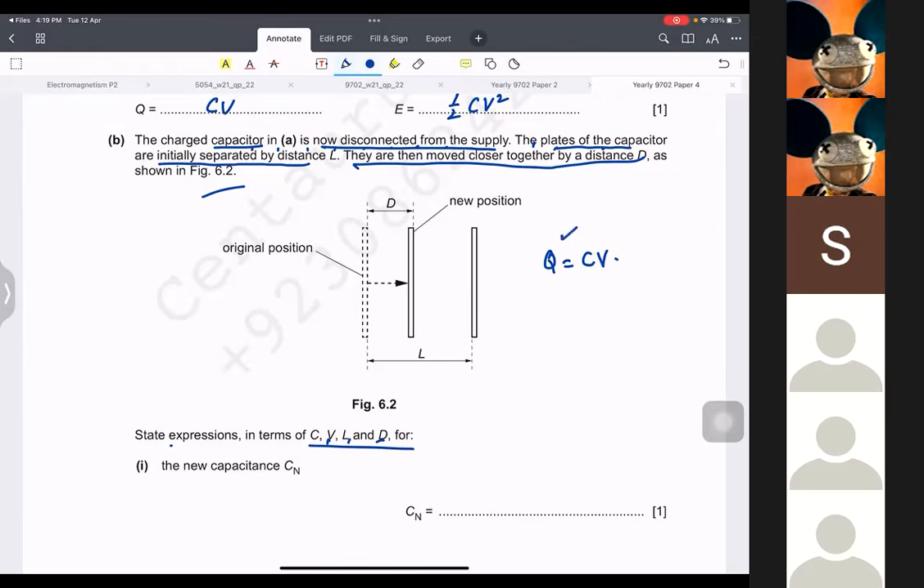Now, if you look at it, the charge will be the same. These two, capacitance and voltage, are going to change. If the charge is going to be the same, the new charge will be new capacitance times new voltage. Now the new capacitance is required. So Cn Vn equals CV.